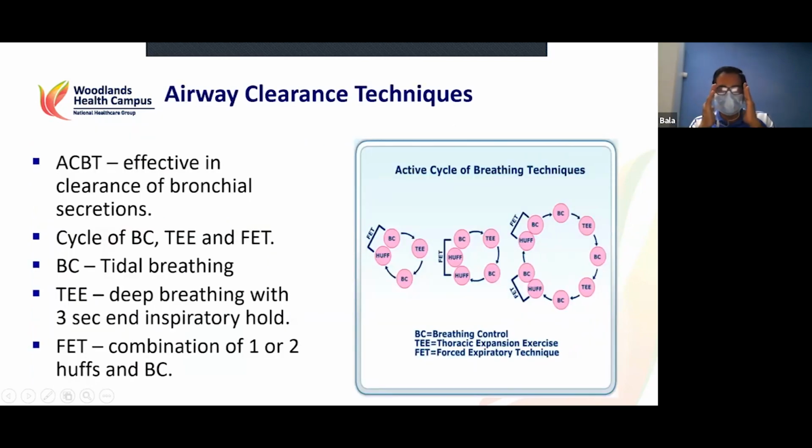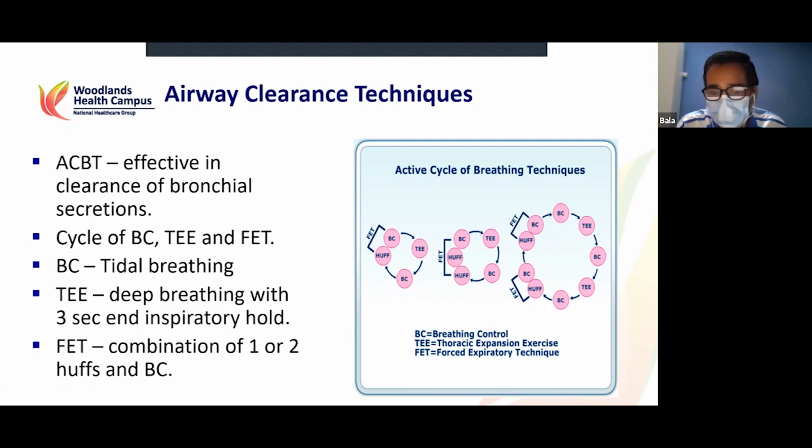Okay, so these are some techniques you do, and on top of that, if the patient has some control, we can teach ACBT. This is called active cycle of breathing technique. It consists of 3 things. One is breathing control, which is like breathing normal tidal volume, and then you keep your hands at the sides. The second one is thoracic expansion exercise: make sure the patient breathes a little bit deeper. And the third one is making sure the patient can cough.